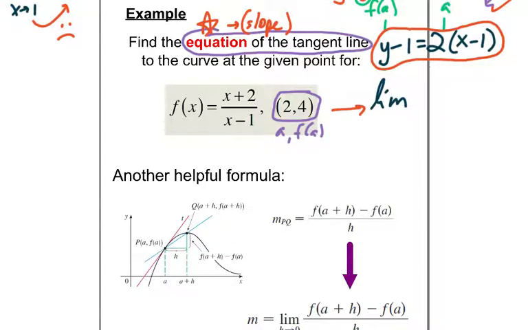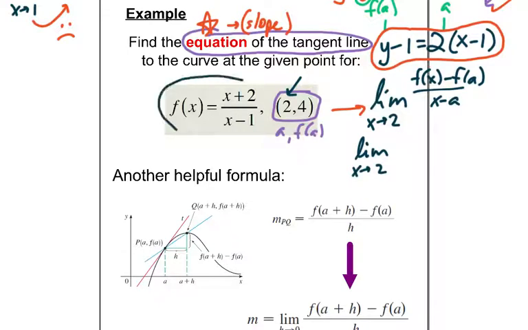This is the limit as x approaches my a value of, remember it's f of x, I'll just write it so we can remember, f of x minus f of a over x minus a. Okay, limit. What's my f of x? Here you go. Let's plug them in. That's x plus 2 over x minus 1 minus f of a. Remember, that's the y value. That's the change in y's on top. On the bottom, we have the change in x's, which is just regular x, minus your a value, the 2.